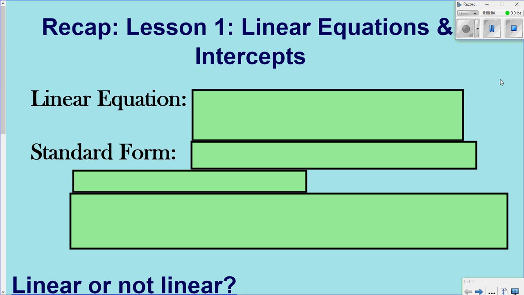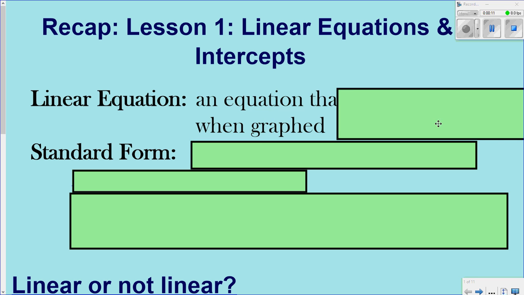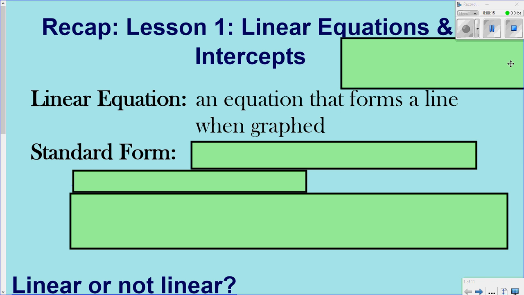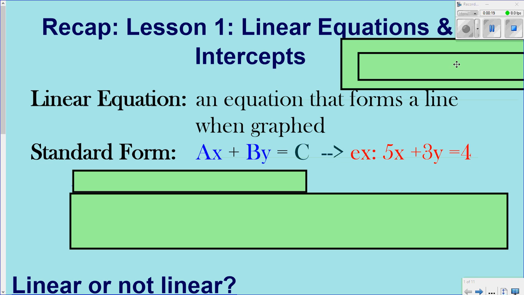Before we get into the next lesson, we're going to recap lesson 1, which was linear equations and intercept. We learned that a linear equation is an equation that forms a line when graphed. The standard form is ax plus by equals c. For example, if you have 5x plus 3y equals 4.